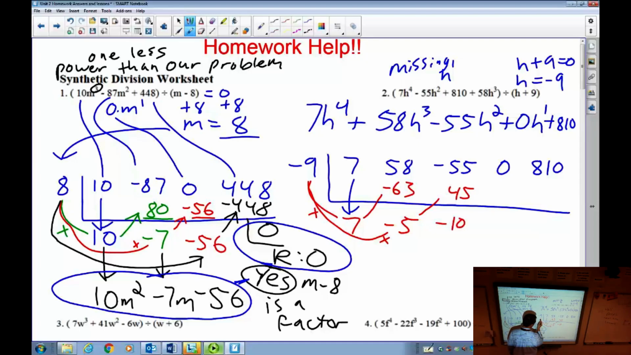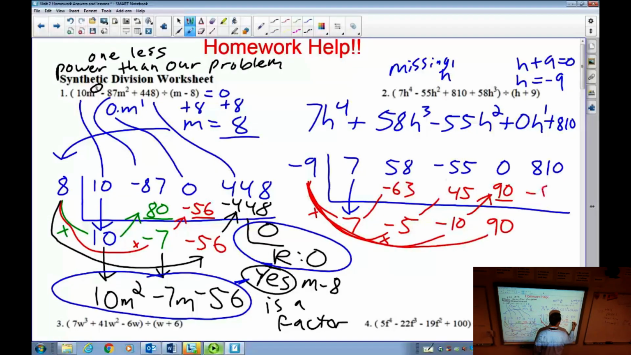Then negative 9, let's see here. Negative 9 times negative 10 is a positive 90. Add those together. 90 plus 0 is just 90. Good. Then negative 9 times 90 is, if you do it in your calculator, a negative 810. So that means those two cancel, leaving us with just 0. And so that means yes, because we have a remainder of 0.